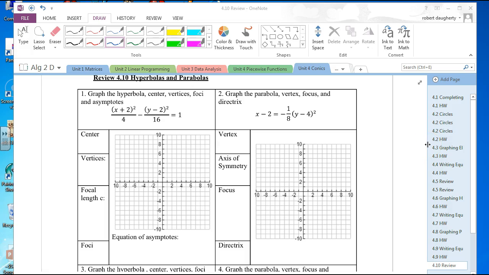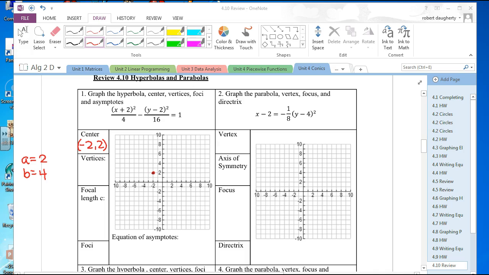Graphing a hyperbola. The instructions: graph the hyperbola, the center, the vertices, the foci, and the asymptotes. When I look at this, the center is going to be at -2, 2. To find the vertices, I did not ask you, but you'll need somewhere in your paper to write: A is equal to 2. B is equal to 4. So I graph the center at -2, 2. Okay, that is my center.